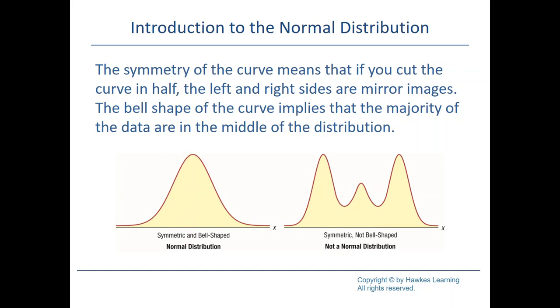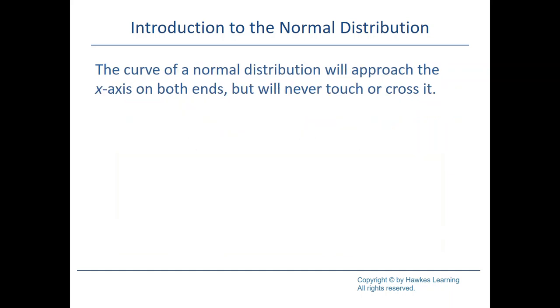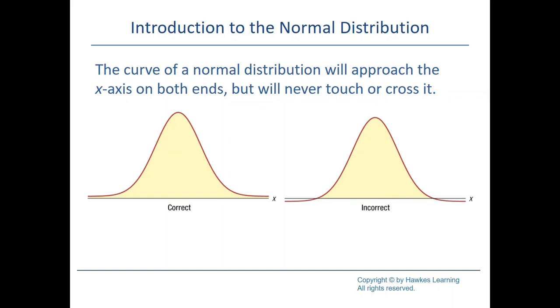The other thing you want to understand about a normal distribution is that we talked about it being a continuous distribution, and because it is continuous, it will approach the x-axis on both ends, as you can see here, but it actually never crosses it. So if you write and draw it like this, this is actually incorrect. It gets close, but never actually touches it.